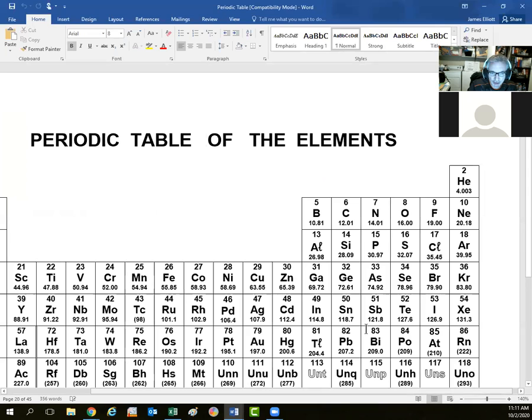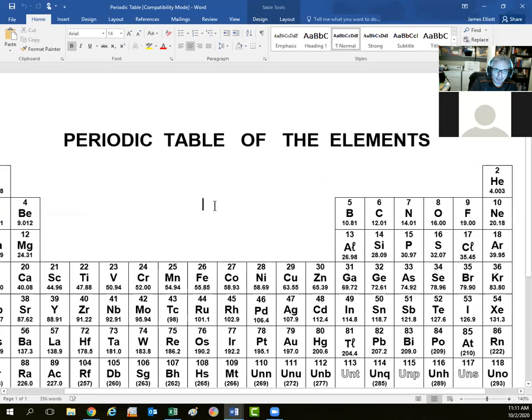Not that it's really important, but just for the principle. There we go. 32.07, so less than 0.1, and so we'll just round that down to 32.